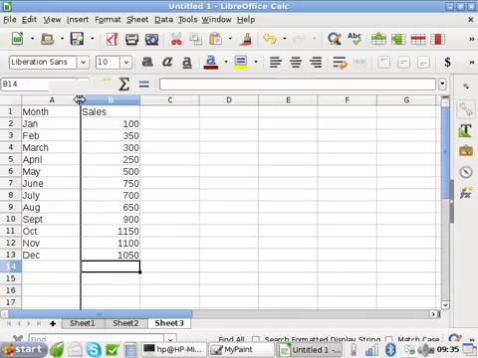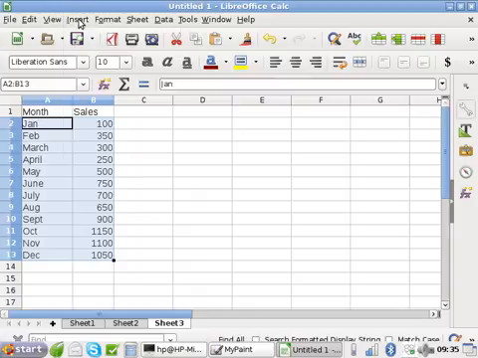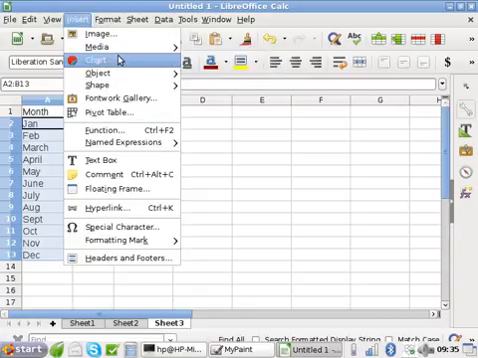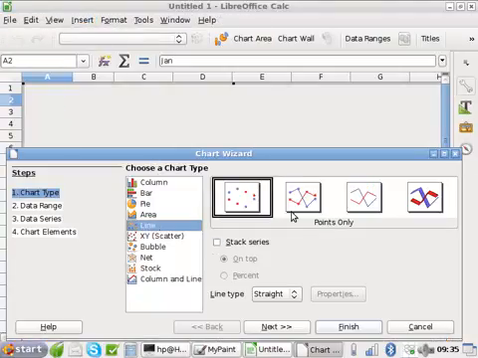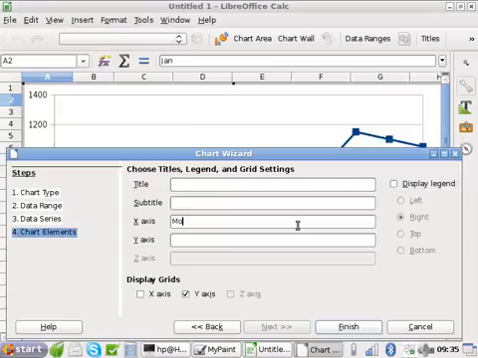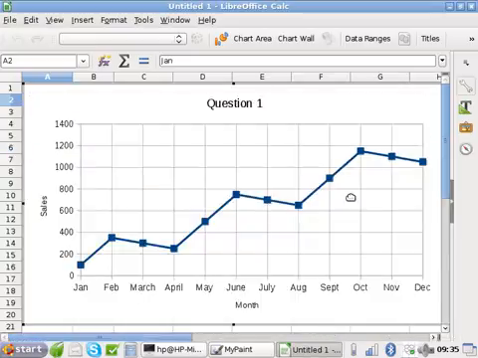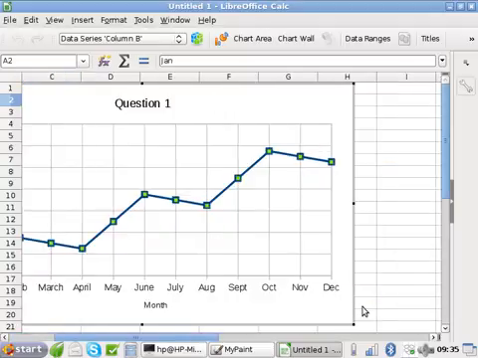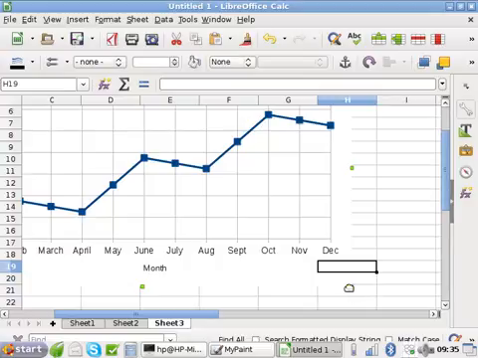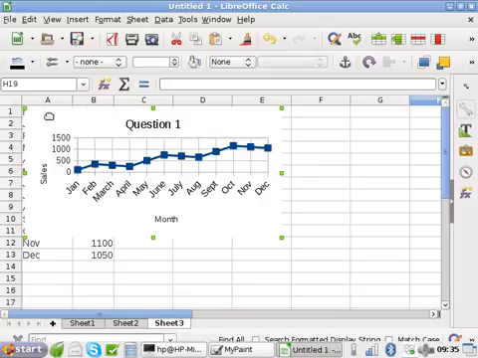So that will be no problem. Let's make the graph here. Insert, chart, make a nice line graph. Okay, the x axis is month and the y axis is sales, and this is question 1. There we go, that's what I want. Okay, I'll just shrink this a bit so I can fit it in.